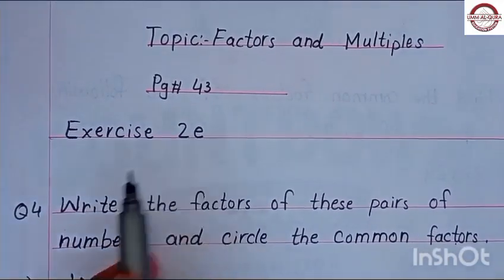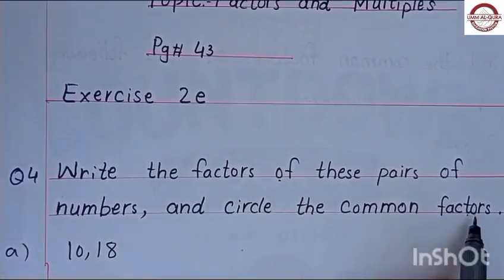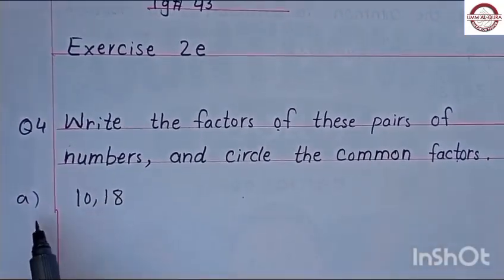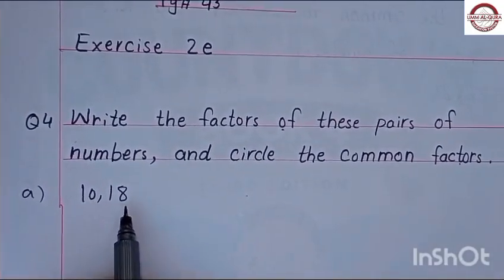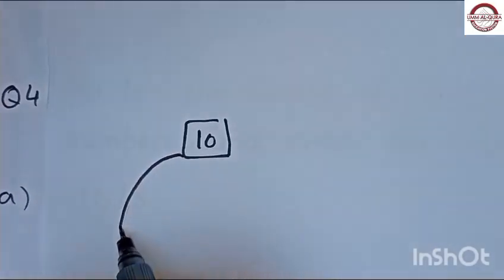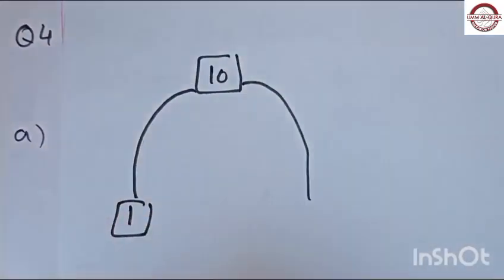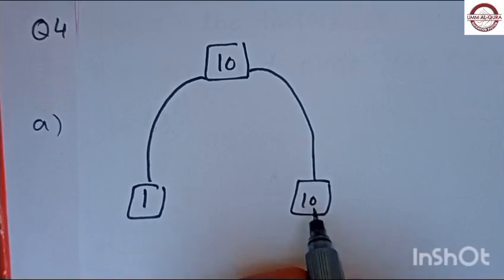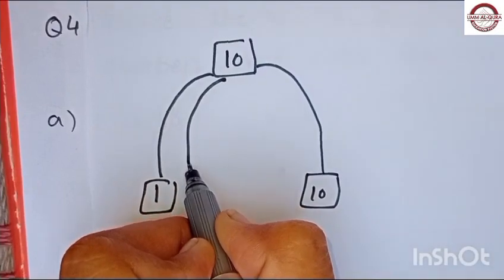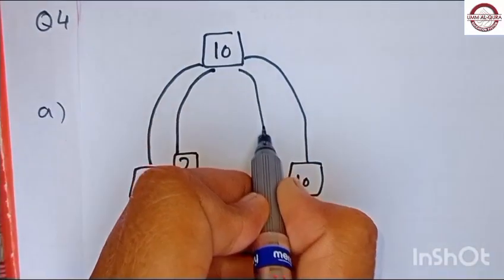Now we'll do exercise 2E, question number 4. Write the factors of these pairs of numbers and circle the common factors. First of all, we will find the factors. Then we'll find the common factors. In A part, we have values 10 and 18. Here we have 10, and 1 is a factor of every number. 1 tens are 10, so here we write 10. In which table does 10 appear? In the table of 2. Here 2 5s are 10.